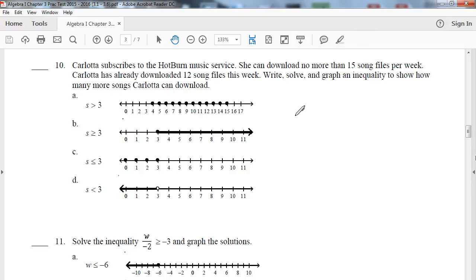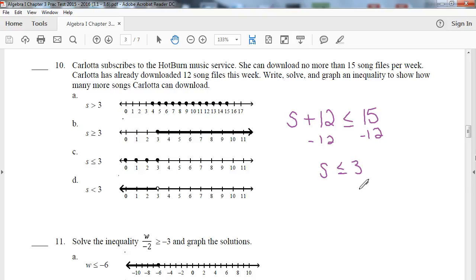All right, so she can download S more songs plus the 12 that she's already downloaded, and that's no more than 15, so she can download less than 15. She can download exactly 15, but no more than that, so that's our less than or equal to. We would solve by subtracting 12 from both sides, and so S is less than or equal to 3.